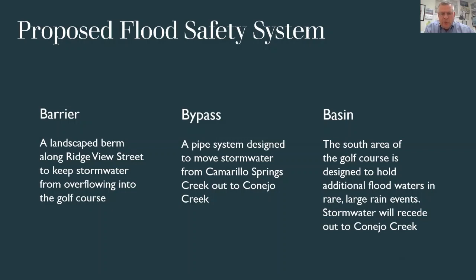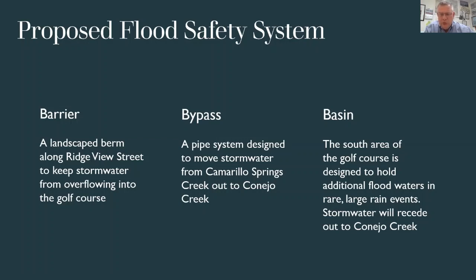So there are 3 kind of primary components to the flood safety program. First and foremost is a substantial earthen barrier that is to be constructed along Ridgeview Street to keep that stormwater that overflows the Conejo Creek bank from flowing into the golf course area. And then the second portion of it is a bypass. And it's a bypass to take high flows from Camarillo Springs Creek directly out to Conejo Creek. So we don't allow all of those high flows to go through the golf course area.